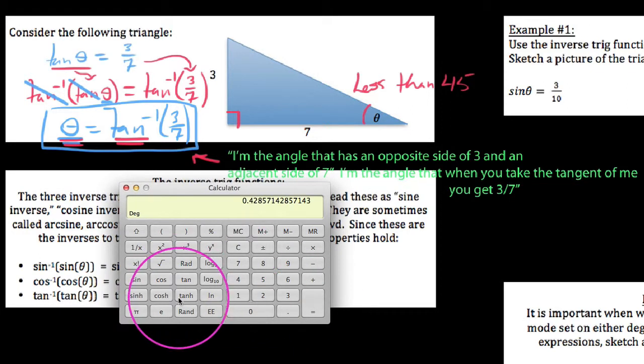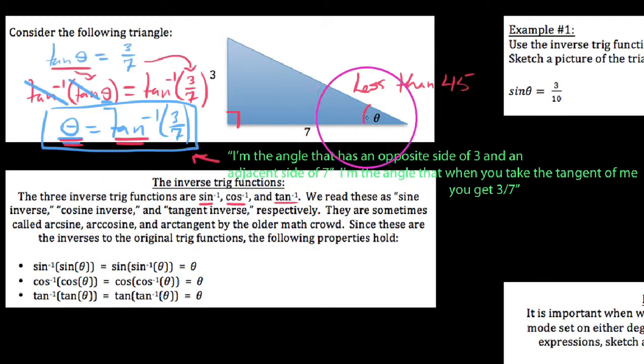And then I'm just going to hit tan inverse, which in this case, it looks like I'm going to have to shift. There's my shift key here. There it is, tan inverse. And so we click on this, and it says about 23.2-ish. Okay, and you notice that my calculator is in degrees mode, so 23.2-ish degrees. So once I discover this, I'm going to write this back up here. We say this is approximately 23.2 degrees.